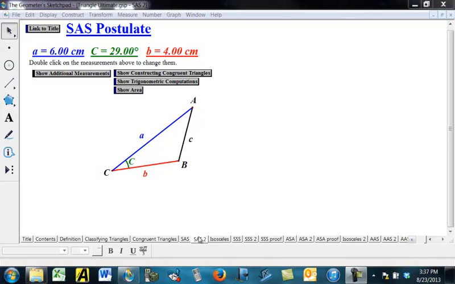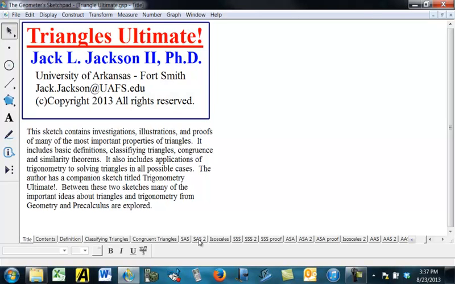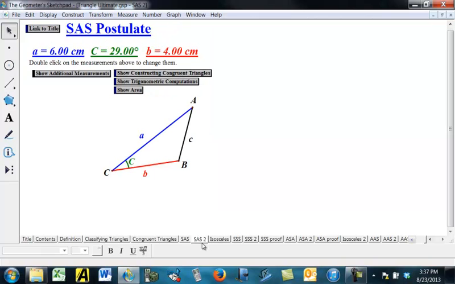This is Jack Jackson. In this video we're going to continue to look at the side angle side postulate, and we're going to use this part of the sketch called side angle side 2. This is from my sketch Triangles Ultimate, and we go to SAS 2, and in this particular one we get to enter in values for two of the sides. The blue side, A, right now it's set at 6 centimeters, and B, 4 centimeters.